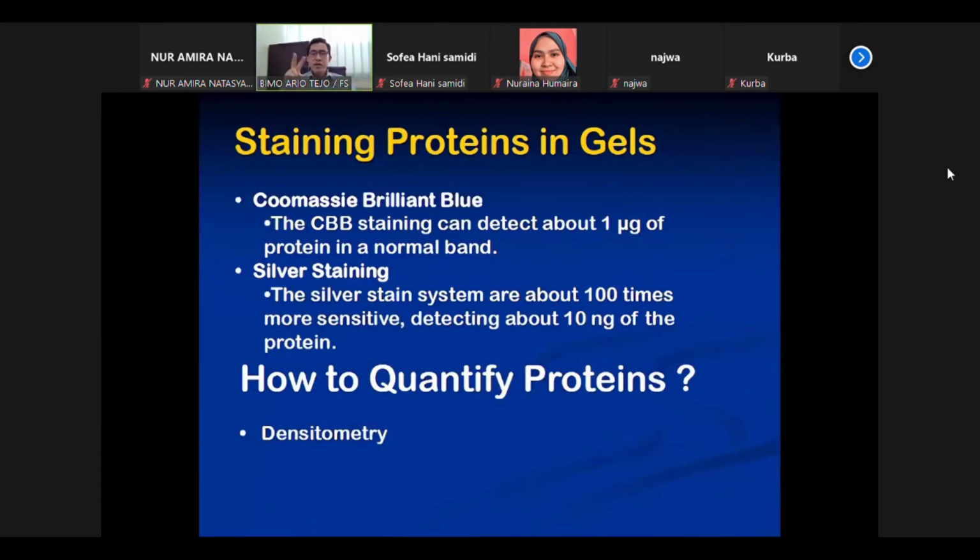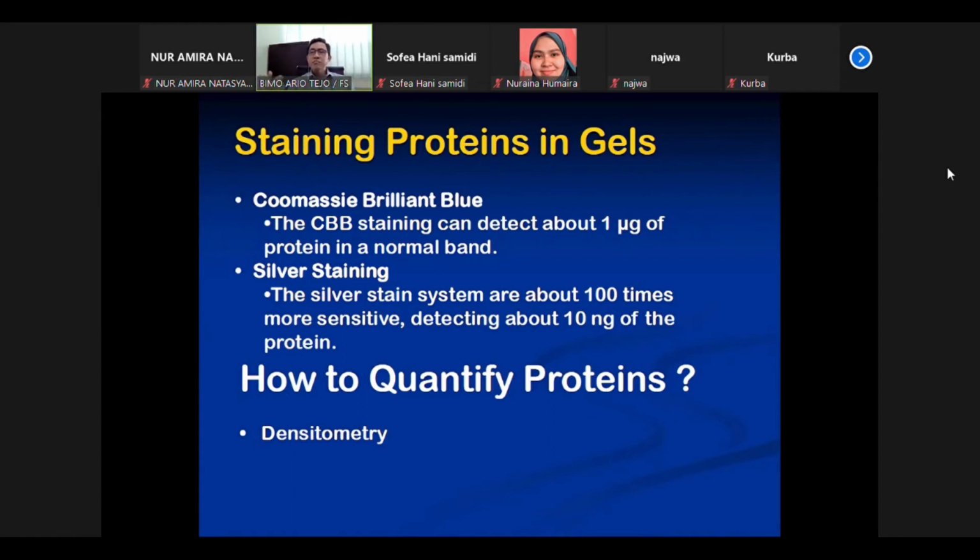So there are two common types of dye agent. Ya. Staining agent yang kita guna ini ada dua. Yang pertama is the most common staining agent, which is Coomassie Brilliant Blue, or CBB. From the name, you know that the color is blue. Coomassie Brilliant Blue. So the CBB can detect about 1 microgram of protein in a normal band. So if you can see the band after you run the electrophoresis and then you letak staining agent, you know that at least you have 1 microgram of protein there.